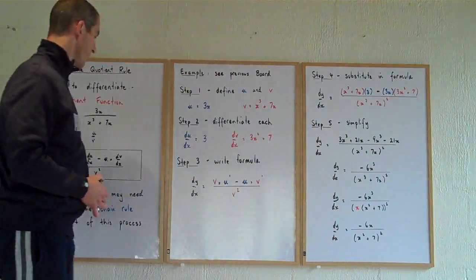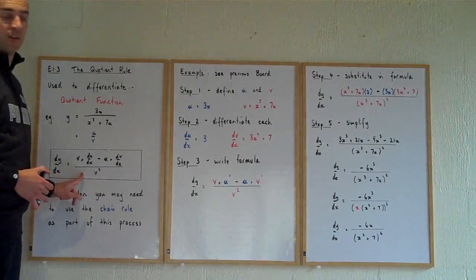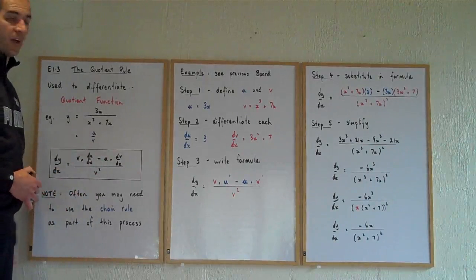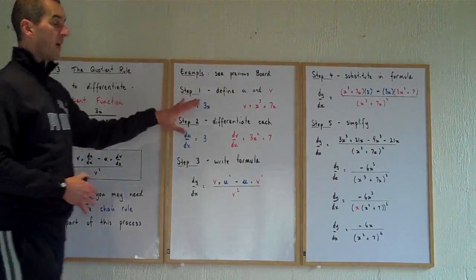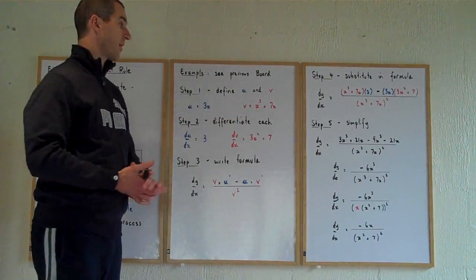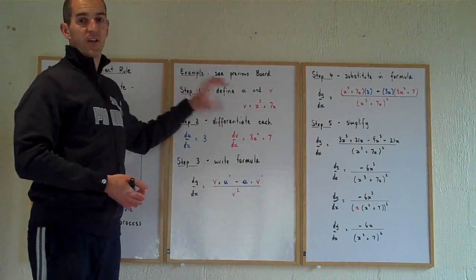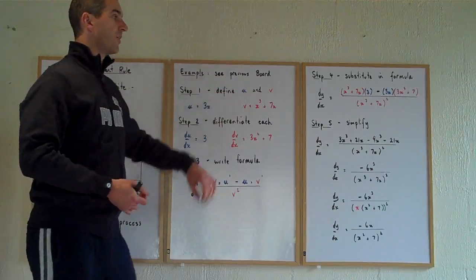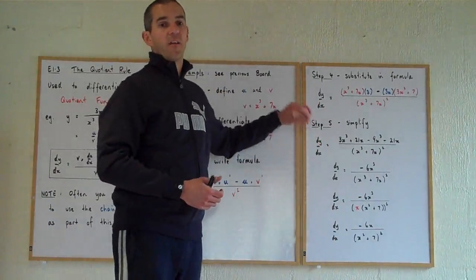So that is the quotient rule. It stems from this particular rule, v times du/dx minus u times dv/dx all over v squared. And the application, very similar to what we've done previously with the product rule and the chain rule, is to be nice and neat in our set out, clearly define what we want, substitute in, simplify, job done.